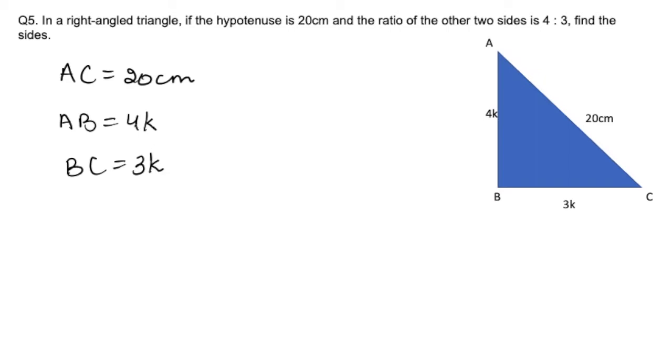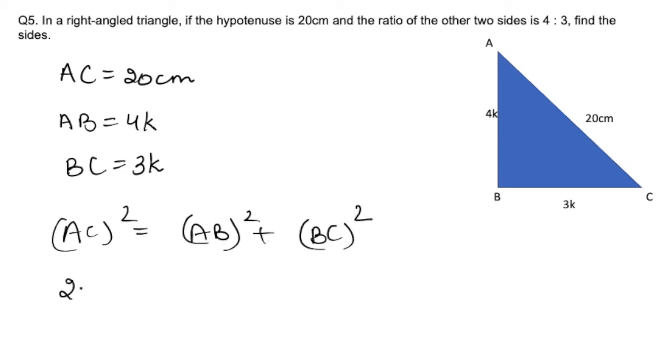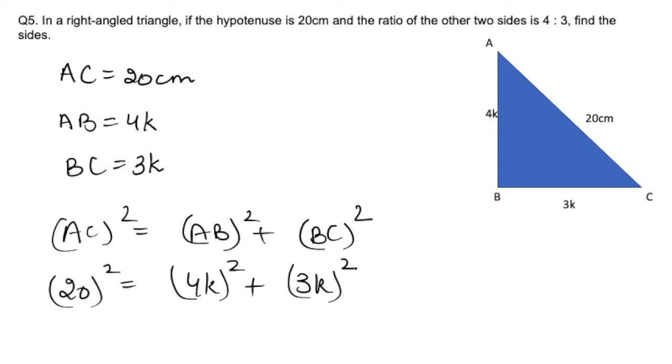So now since it is given that it is a right angle triangle, we can easily apply Pythagoras theorem here also. So we can write AC whole square is equal to AB square plus BC square. Or we can write 20 square is equal to 4K square plus 3K whole square. Let's solve this. 20 square means 400, 4K square means 16K square, and 3K square means 9K square. So let's solve this. We get 400 is equal to 25K square.